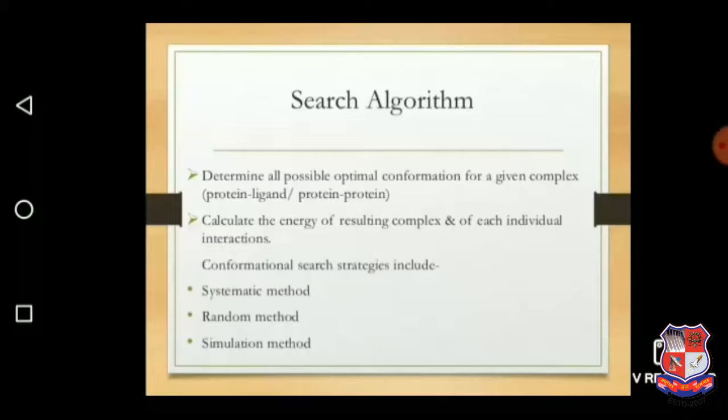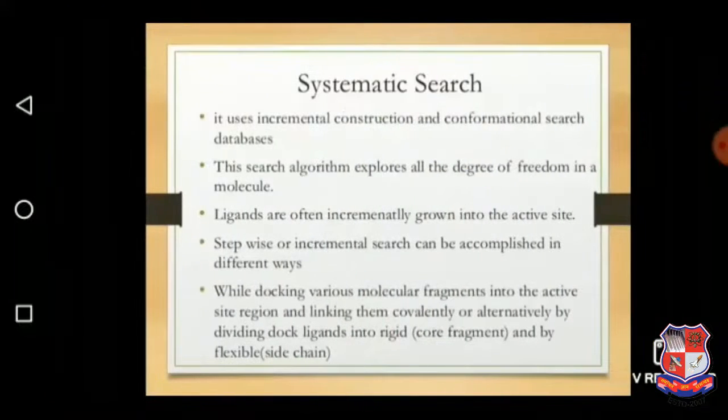Search algorithm. There are various types of methods we can use. There are strategies like systemic method, random method, and simulation method, according to where we can get the information regarding that conformation of protein binding and the protein itself. Systemic search uses incremental construction and conformational search databases. This search algorithm explores all degrees of freedom in the molecule.